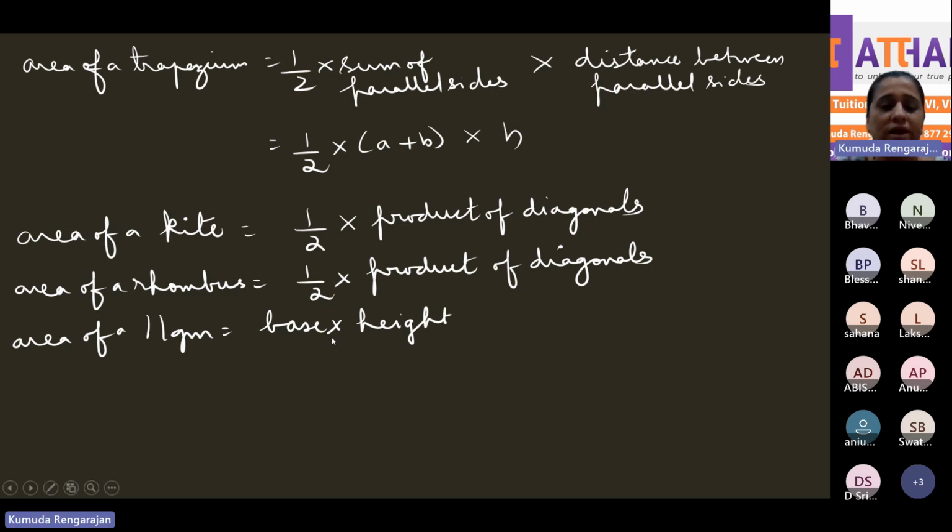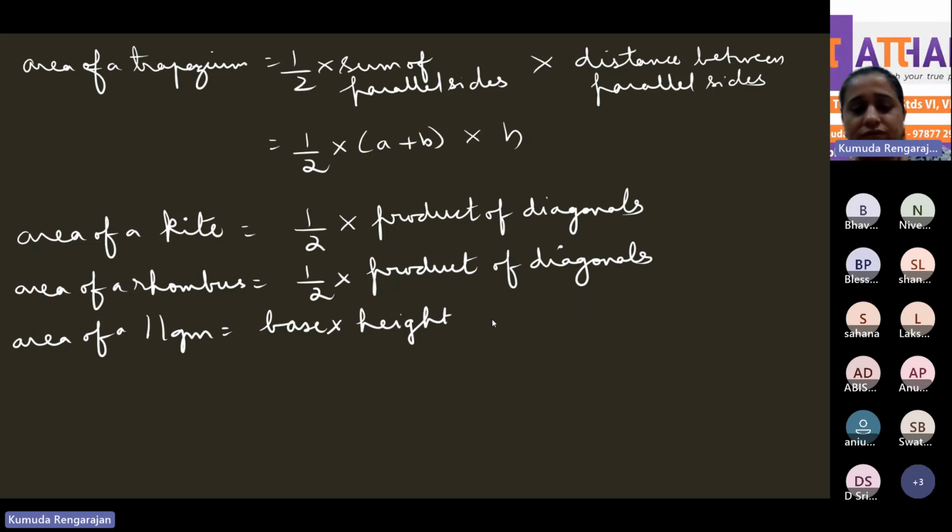Rectangle and square, you know: length into breadth, and side into side. I'm not writing rectangle and square, you know it. If it is a rectangle and you have to find its area, length into breadth. Square, side into side. Trapezium, it is half sum of parallel sides into distance between the parallel sides. For kite and rhombus, half product of diagonals. And for parallelogram, base into height.